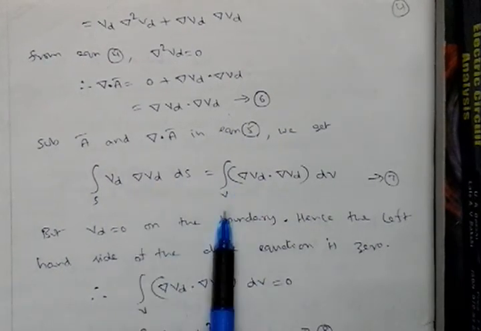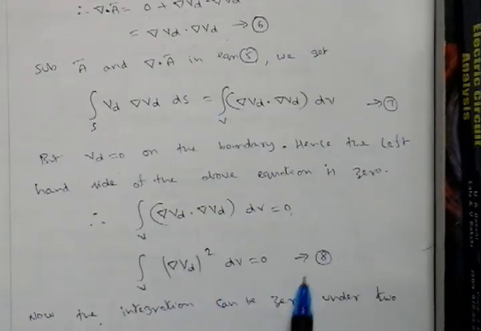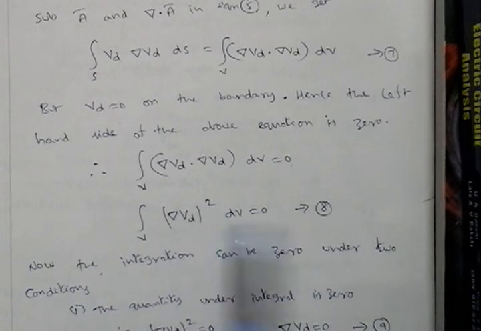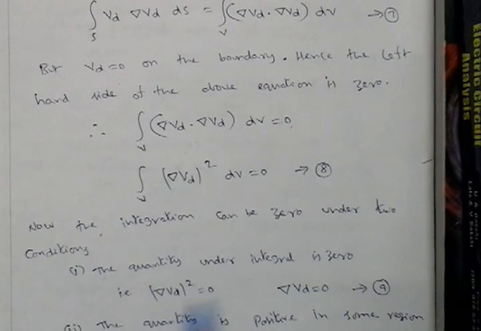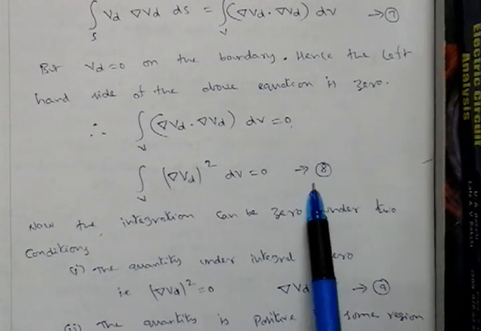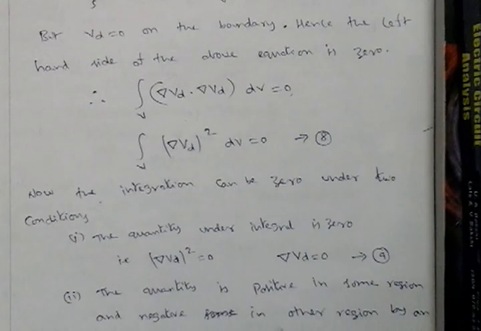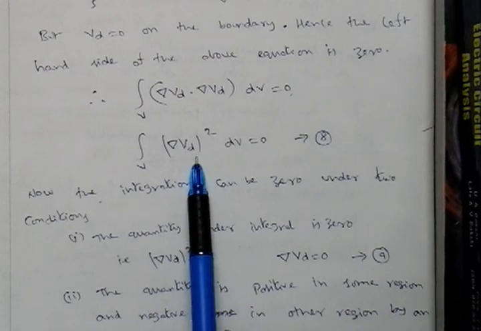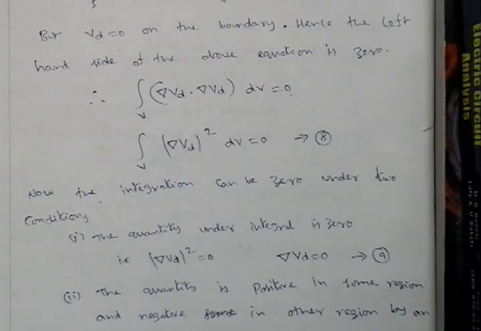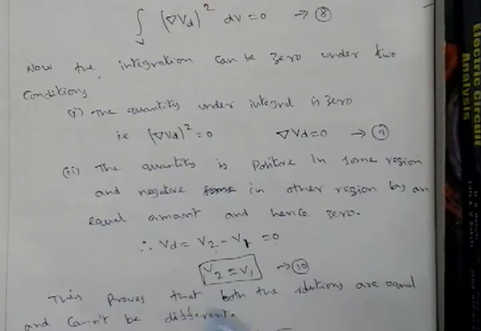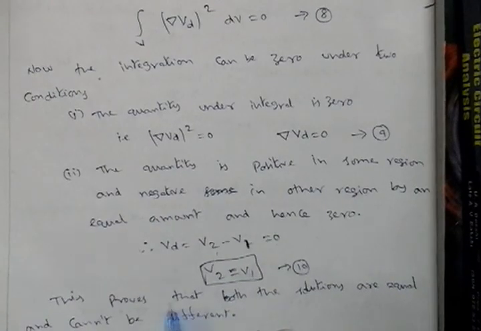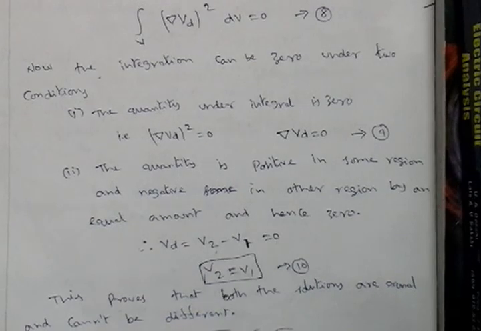If this is 0, then finally the volume integration of del Vd into del Vd dv is equal to 0. It is the magnitude of del Vd square dv equal to 0. That means this integration can be made equal to 0 under two conditions. What are the two conditions? One is del Vd is equal to 0. Another one is that Vd, which is equal to V2 minus V1, is directly equal to 0 only. That value is equal to 0, so V2 is equal to V1.